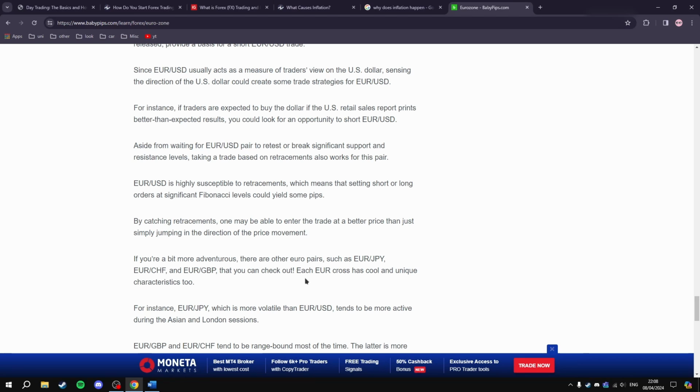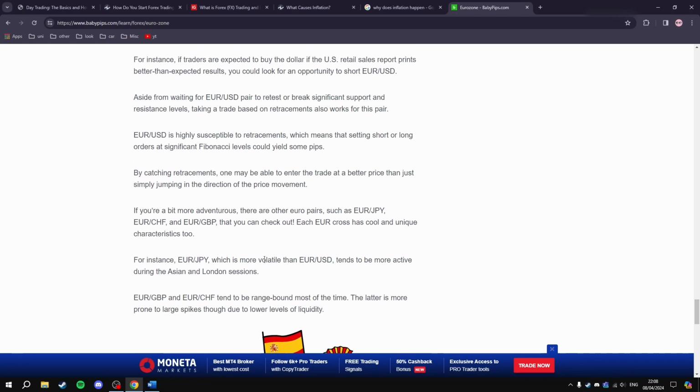For instance, if traders are expected to buy the dollar if the US retail sales report prints better than expected results, you could look for an opportunity to short the Euro USD. I'm sure I've talked about this example before, but let me just make sure to myself again.